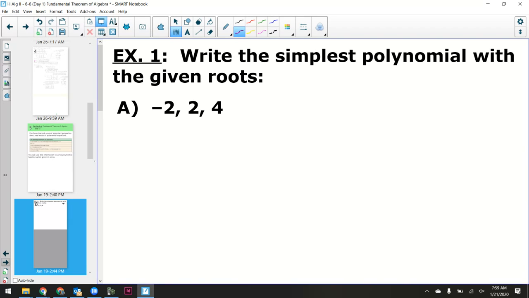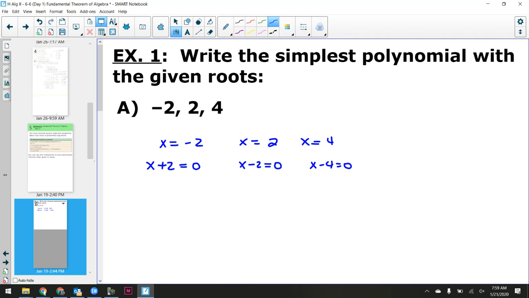So what does that mean? I need to figure out the factors, because once I figure out the factors, I can multiply the factors together to find the polynomial. So we're going to work ourselves backwards. We've got x equals -2, x equals +2, and x equals +4. Do we all follow me there? Those are my 3 roots to this equation. So what are my corresponding factors to these roots? Well, if I add the 2 over to the other side, I get x plus 2 equals 0. If I subtract the 2, I get x minus 2 equals 0. And if I subtract the 4, I get x minus 4 equals 0.